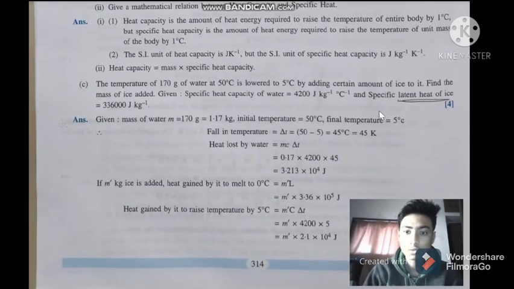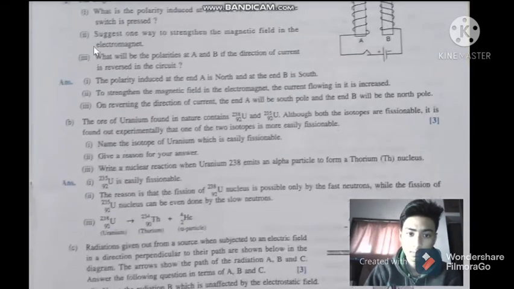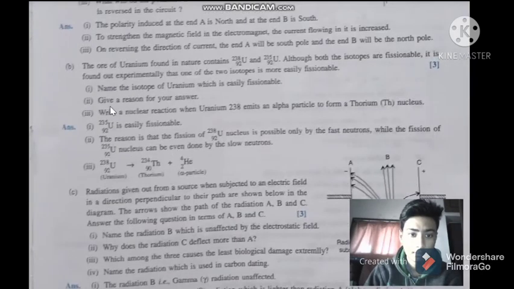Next question, this question we don't have since it is about specific latent heat. These things are given and latent heat numericals we don't have, so you can strike it off. Not even question number 10. But yes, the B portion is there.